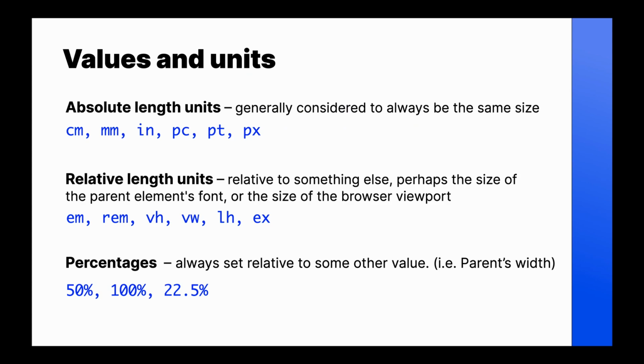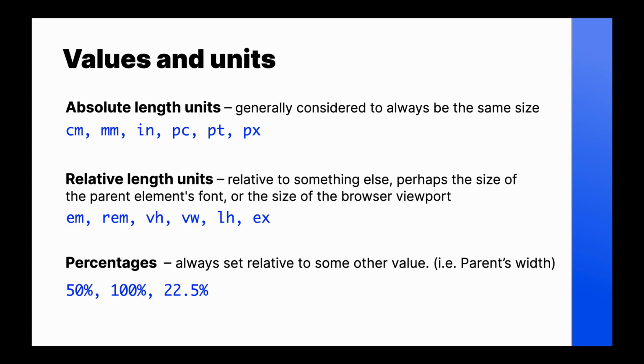So I mentioned before, like a width unit. These are values in units typically used in CSS. Some are much more common than others, but you might see some of this stuff tossed around in different applications or uses. Absolute length units generally are considered to be always the same size. So in this case, it could be centimeters, millimeters, inches, picas, points, and pixels. You'll commonly see pixels for absolute units in CSS, probably almost 99% of the time.